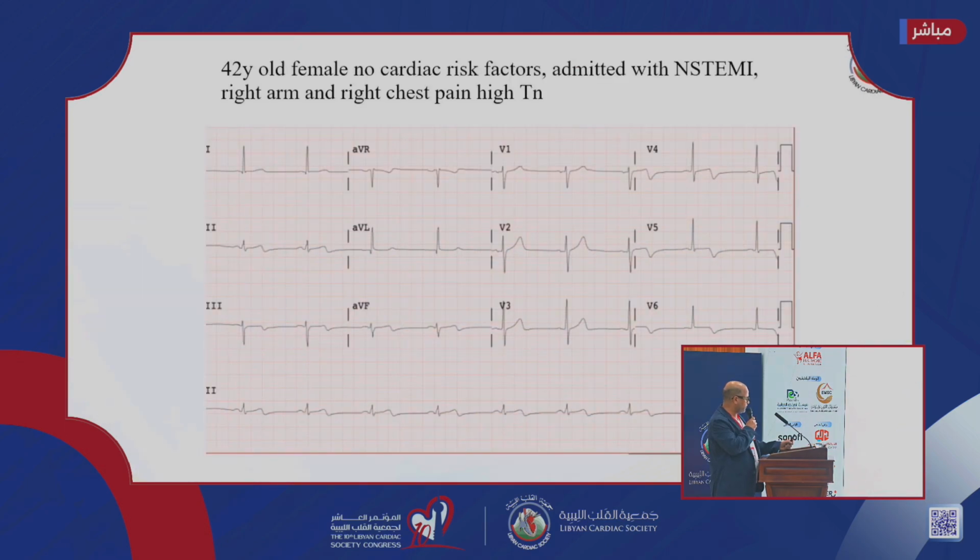So this is a patient we actually saw here in Libya. This is a 42-year-old woman who is not known to have any cardiac risk factor, presented with chest pain, diagnosed initially with non-ST elevation acute coronary syndrome, and found to have high troponin, started on medical treatment, and then she had an angiogram.